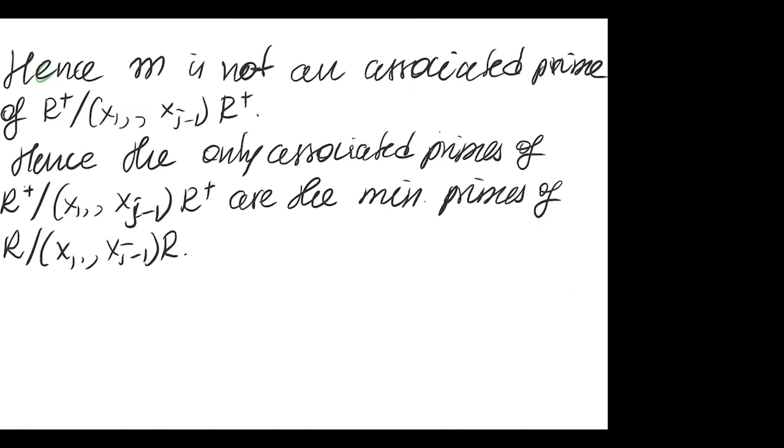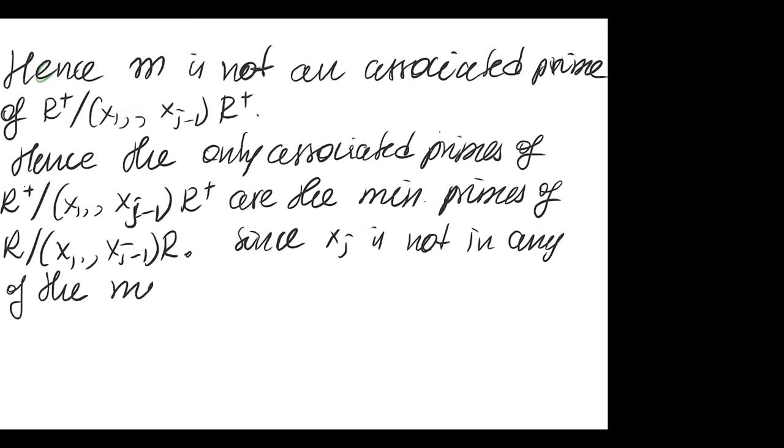And since xj is not in any of the minimal primes, it is regular on R plus modulo x1 through xj minus 1 R plus. All right, so this shows that x1 through xd is a regular sequence on R plus. So this means that the main result of the Lyubeznik paper indeed shows that R plus is Cohen-Macaulay. Now, what about the proof of the main result?